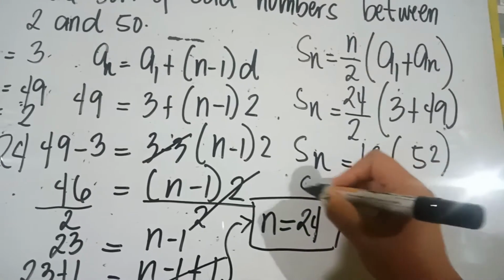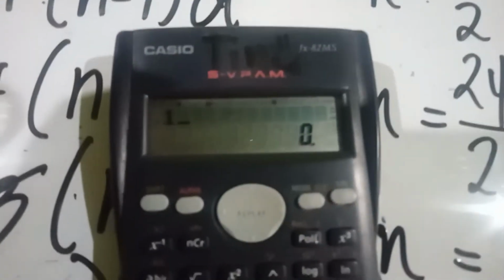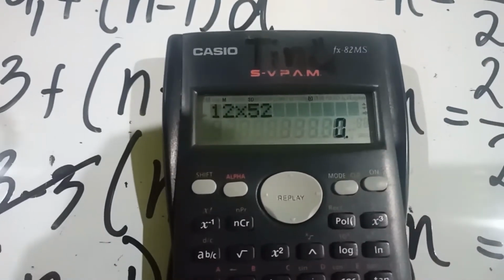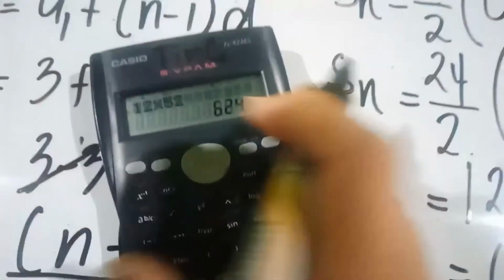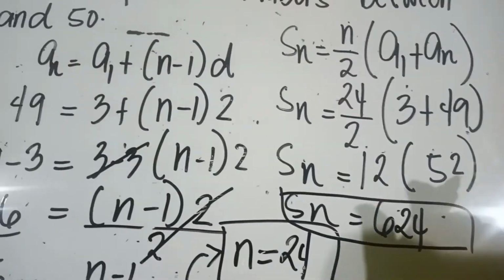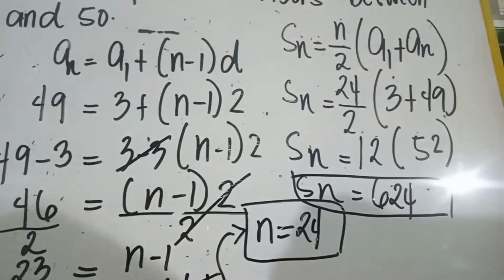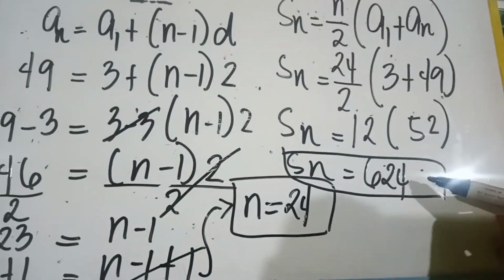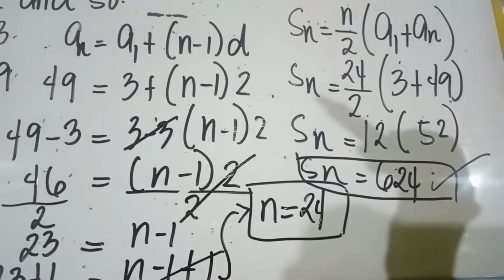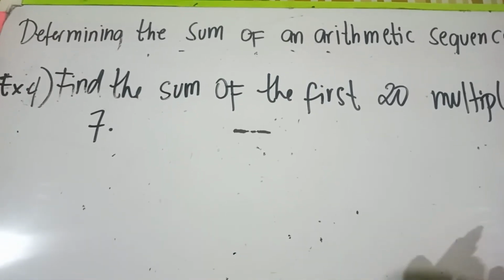Okay, so next, S sub n is equal to, now multiply that. We have 12 times 52, that is equal to 624. So therefore, when we multiply this, the result is 624. And we found out that the sum, or when you add the odd numbers between 2 and 50, the result is 624, where the number of terms, or the number of odd numbers between 2 and 50, is 24. Okay?